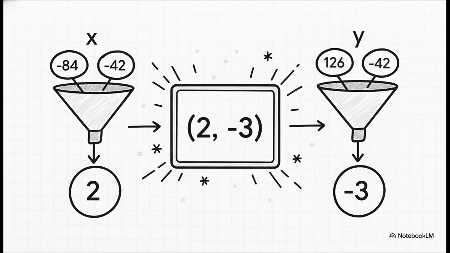And now for the big payoff. We just plug everything into our recipe. For x, we take Dx and divide it by D. -84 divided by -42, that's a clean 2. For y, we take Dy and divide it by D. 126 divided by -42 is -3. And boom, just like that, we have our solution. The point where these two lines cross is (2, -3).